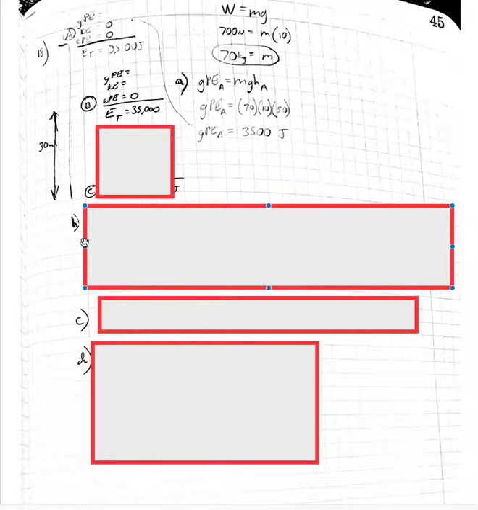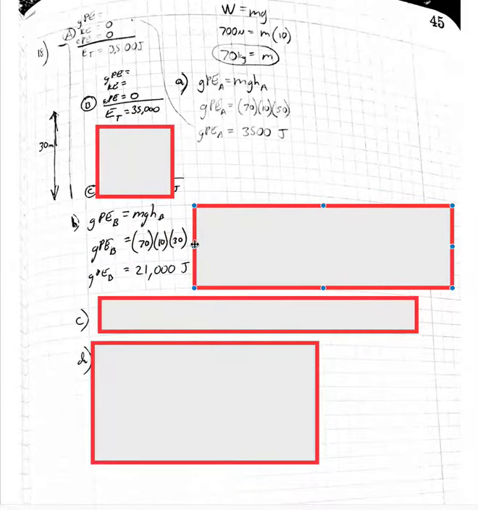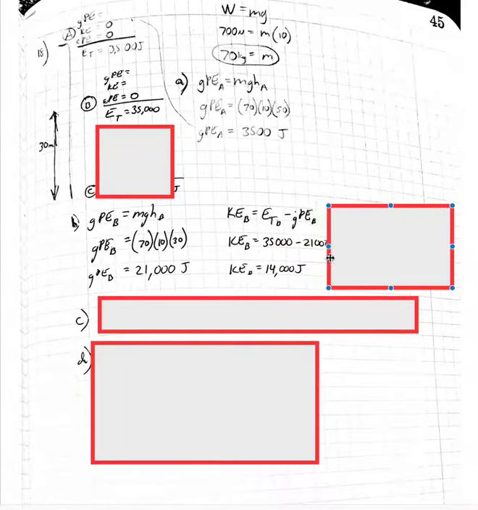So if I look at that, I can say that the gravitational potential energy at point B depends on how high it is up, which is 30 meters. It fell 20 meters, so it's 30 meters off the ground. So the gravitational potential energy is 21,000. Well, we know that the total is 35,000. So how much kinetic energy must there be? Must be 14,000 joules of kinetic energy. The total is 35 minus 21, which is the gravitational, gives us the kinetic.